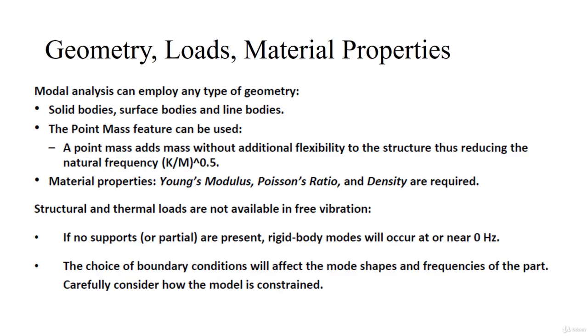Then coming to the material properties, for any type of dynamic analysis, the major material properties you need to define are the Young's modulus, Poisson's ratio and the density, because from the Young's modulus and Poisson's ratio it is able to create the stiffness matrix. But if you want to create the M matrix, which is the mass matrix, then you need to specify the density of that particular material.